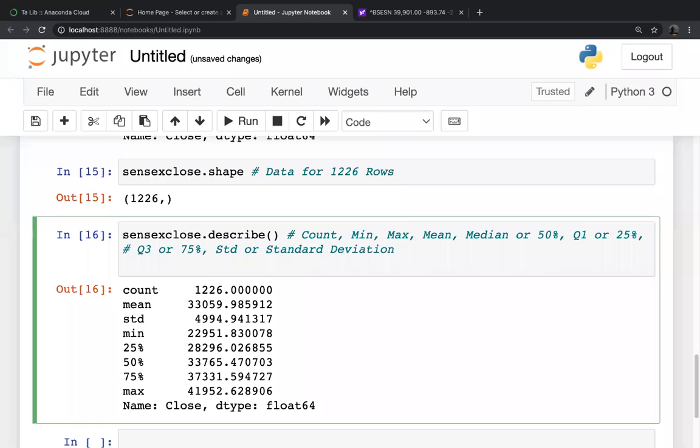Okay? All of you got the describe output? If you look at the average in the last 5 years, the average of Sensex is 33,059. The standard deviation is around 4,994. The lowest point is 22,951 and the highest point is 41,952. So these are the parameters we get for Sensex.